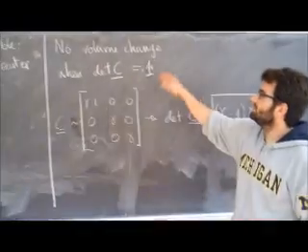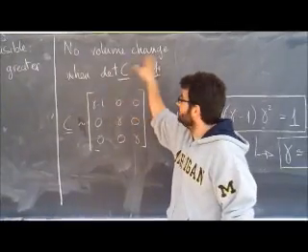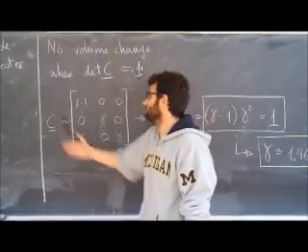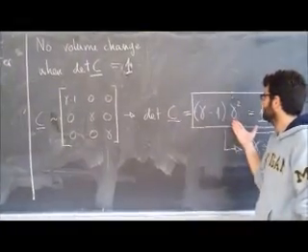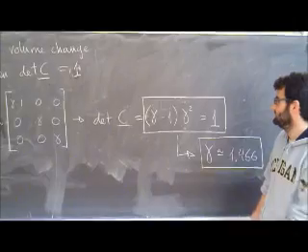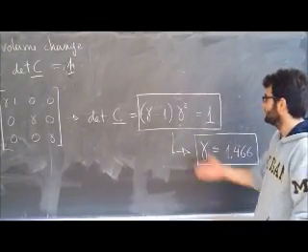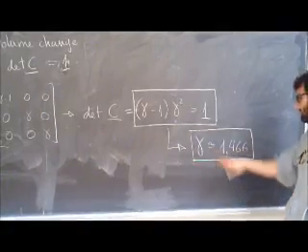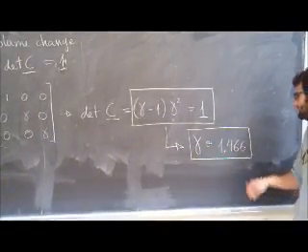Now, we are told that there is no volume change when the determinant of C is equal to 1. We just take the determinant of C, which is this one, and we equal it to 1. If we get the solution for this equation, we get that gamma is approximately equal to 1.466.